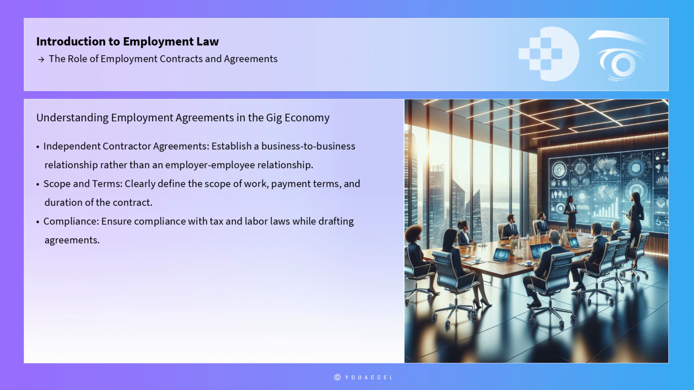In addition to traditional employment contracts, HR leaders should be familiar with other types of agreements, such as independent contractor agreements and temporary employment contracts. These agreements are particularly relevant in today's gig economy, where organizations increasingly rely on freelance and contract workers. Independent contractor agreements differ from employment contracts in that they establish a business-to-business relationship rather than an employer-employee relationship. These agreements should clearly define the scope of work, payment terms, and duration of the contract, while also ensuring compliance with tax and labor laws.